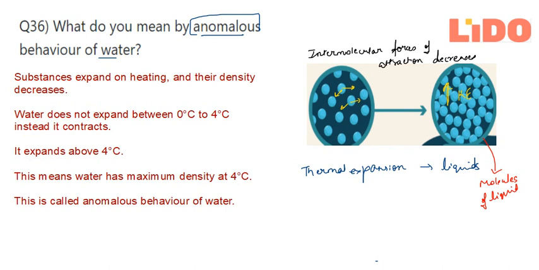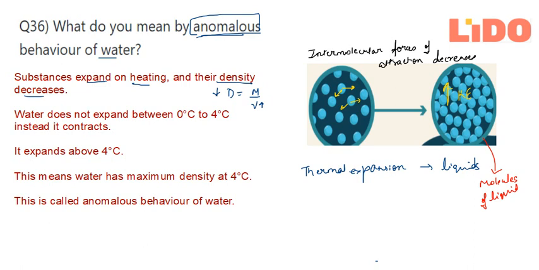But it doesn't happen with water. So why does it not happen, or what exactly happens? Let's just look at the answer here. So what do we mean by anomalous behavior? Substances expand on heating and their density decreases. Now we know that density is what? Density is mass by volume. So here we talked about the molecules expanding, right? If they are expanding, it means volume is increasing. If volume is increasing, then density will decrease. So the substances expand on heating and the density decreases, but in case of water it does not happen.